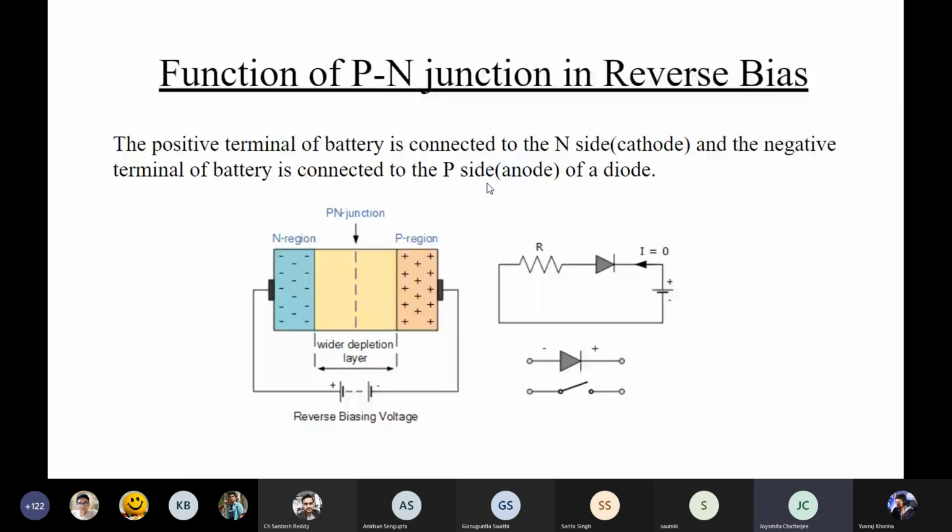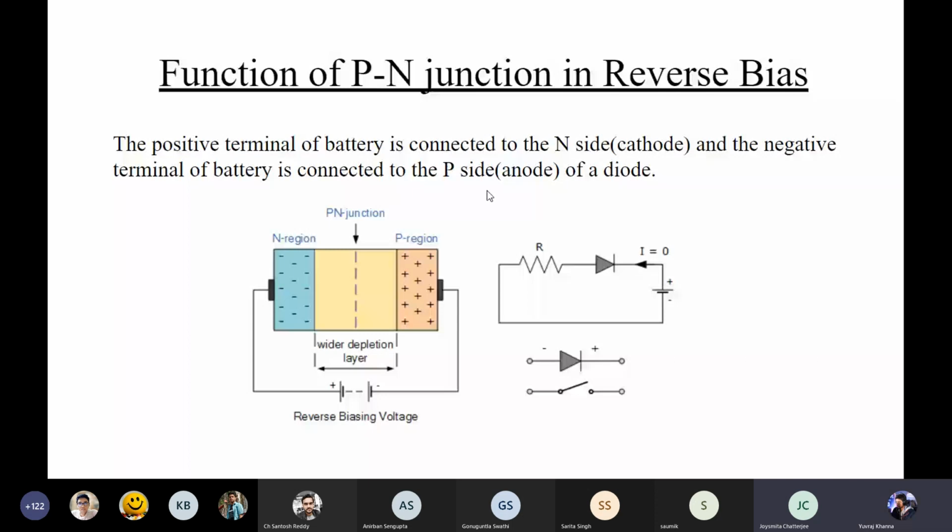Now, the positive terminal of the battery is connected to the N side, and the negative terminal is connected to the P side. So the positive voltage applied to the N-type material attracts the electrons towards the positive electrode and away from the junction.